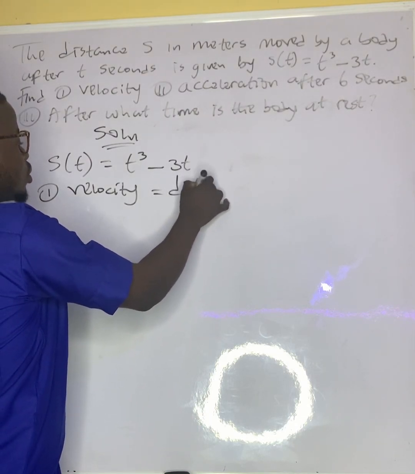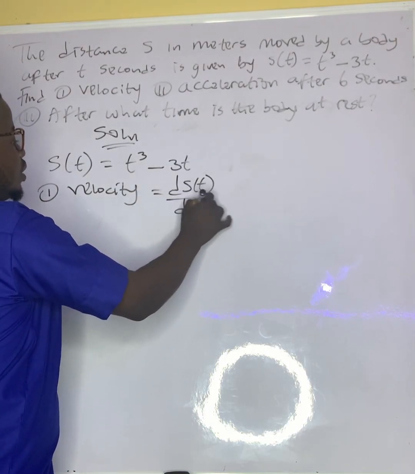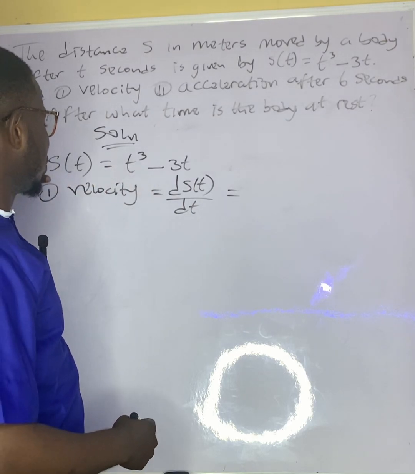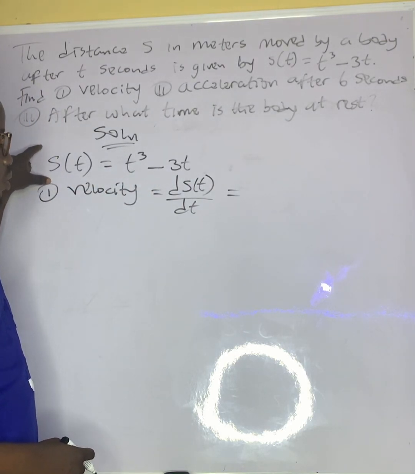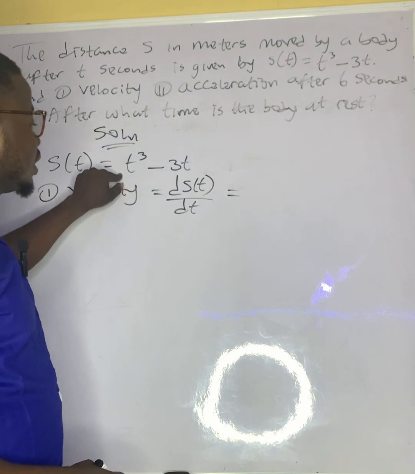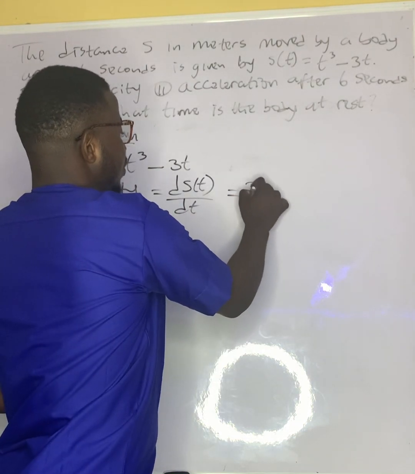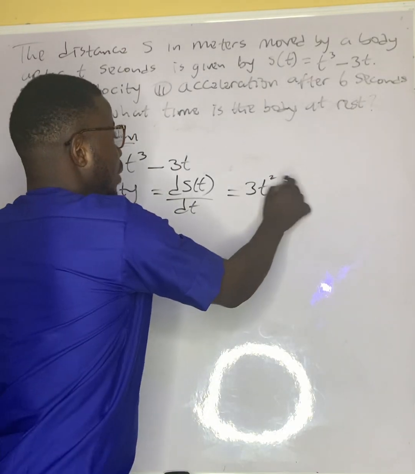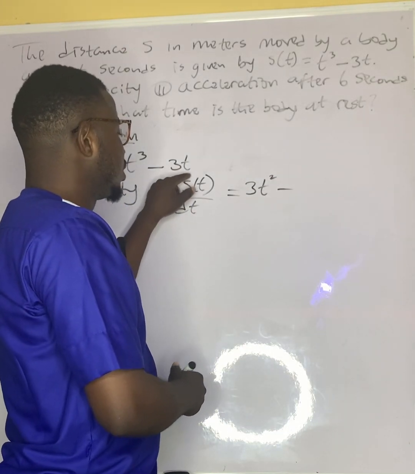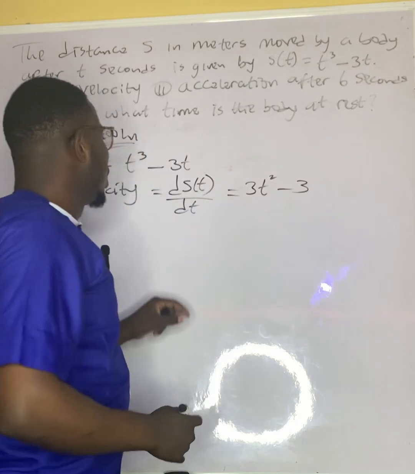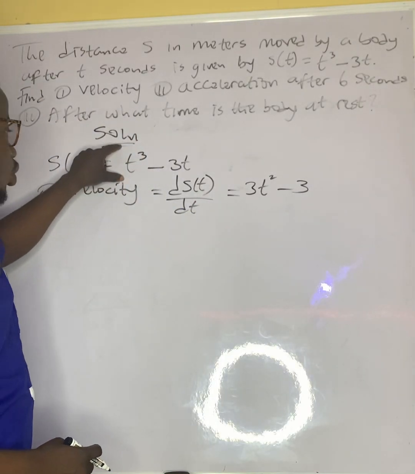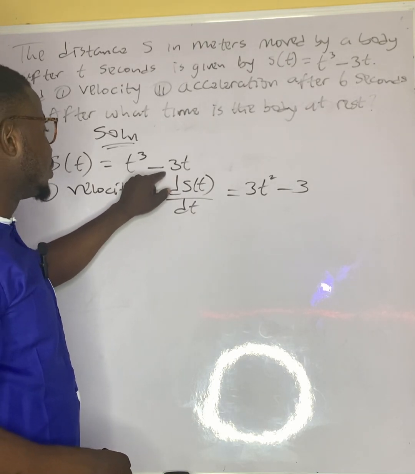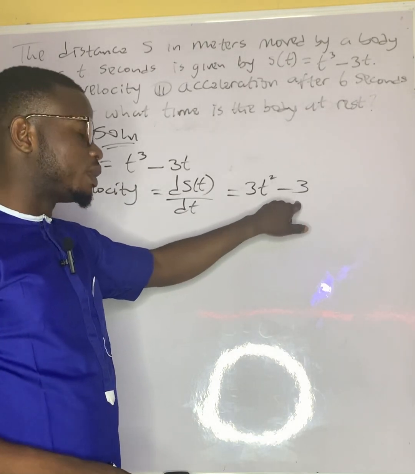So here we have ds of t over dt equals to. Now we need to differentiate this the first time, just only once with respect to t. Differentiating t cubed will give us 3t squared, minus differentiating 3t, that will give us 3. So by the time we differentiate this t cubed, that will give us 3t squared. Here we have minus 3t. Differentiating minus 3t with respect to t, that will give us minus 3.